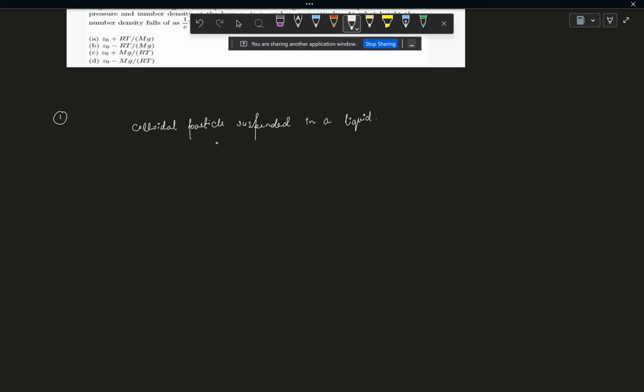in a liquid. You know that this kind of system will obviously show Brownian motion.